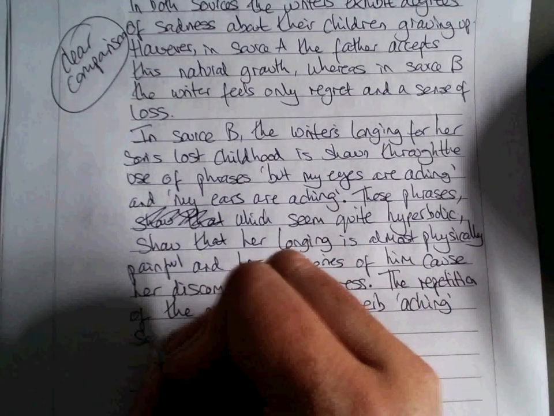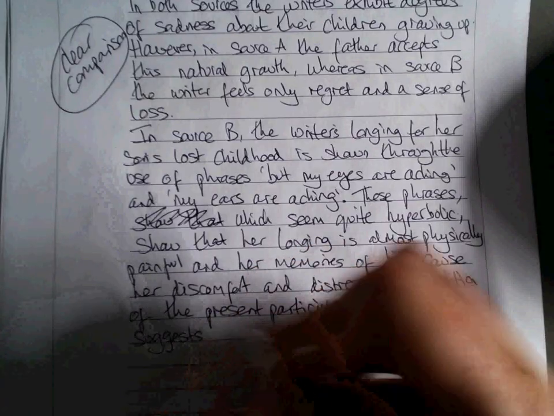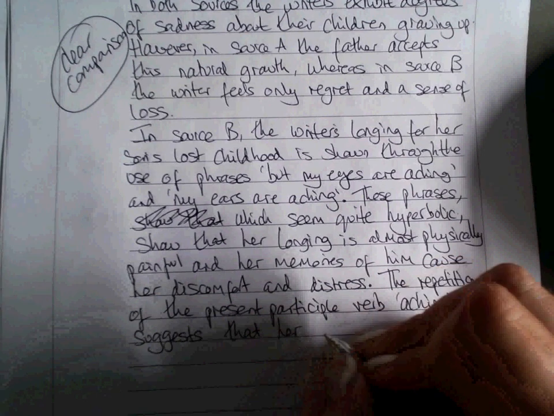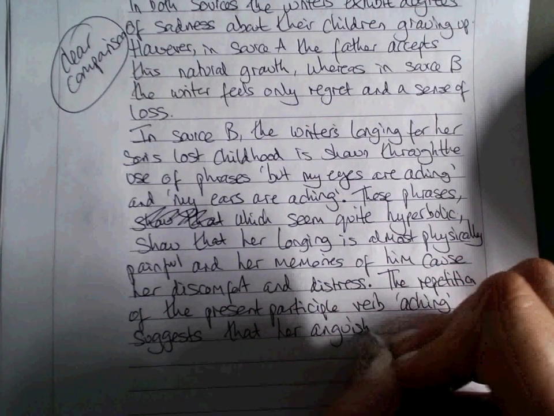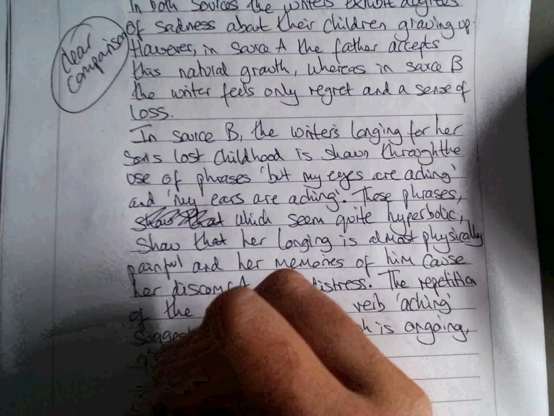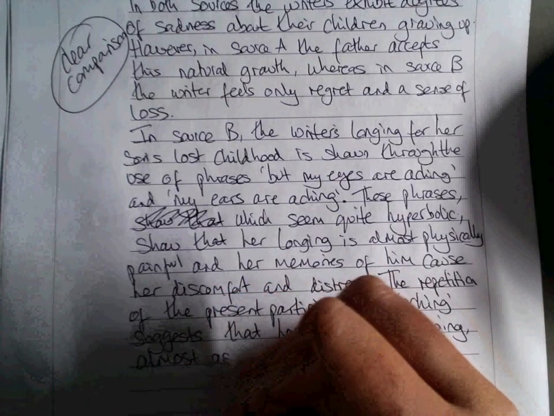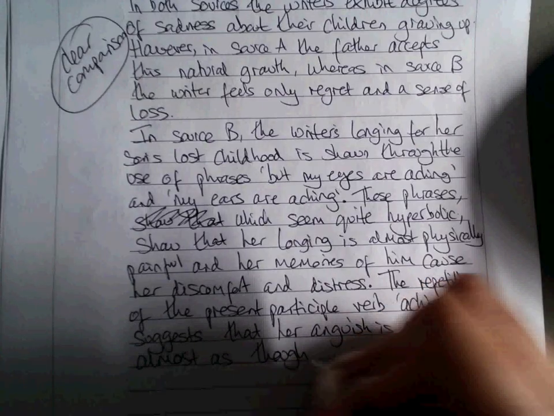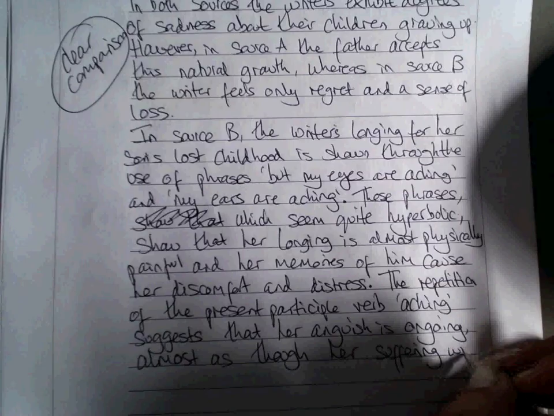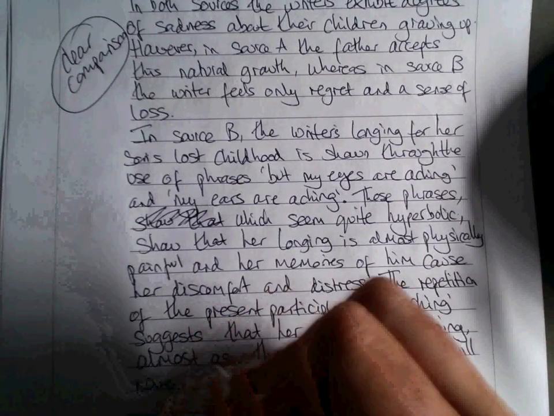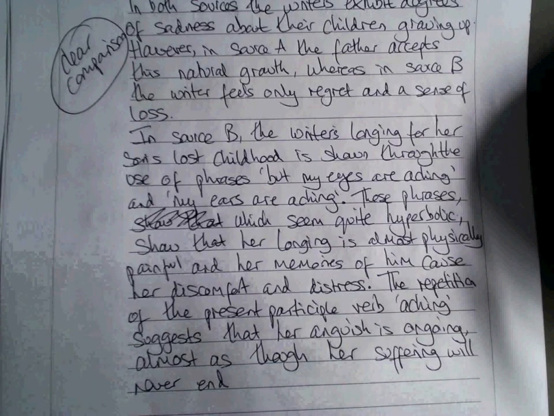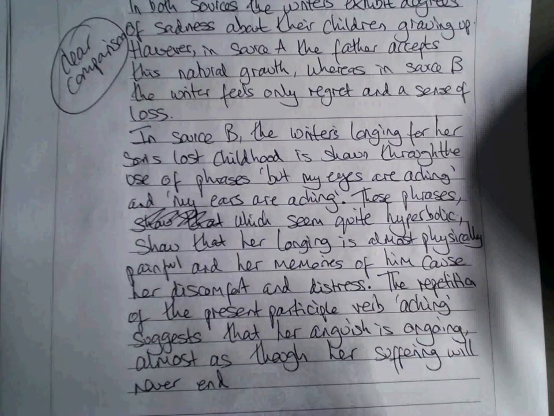So the repetition of the present participle verb aching suggests that, now I could use pain, but I've used it a couple of times, so I'm going to use a different word, that her anguish is ongoing, almost as though her suffering will never end.